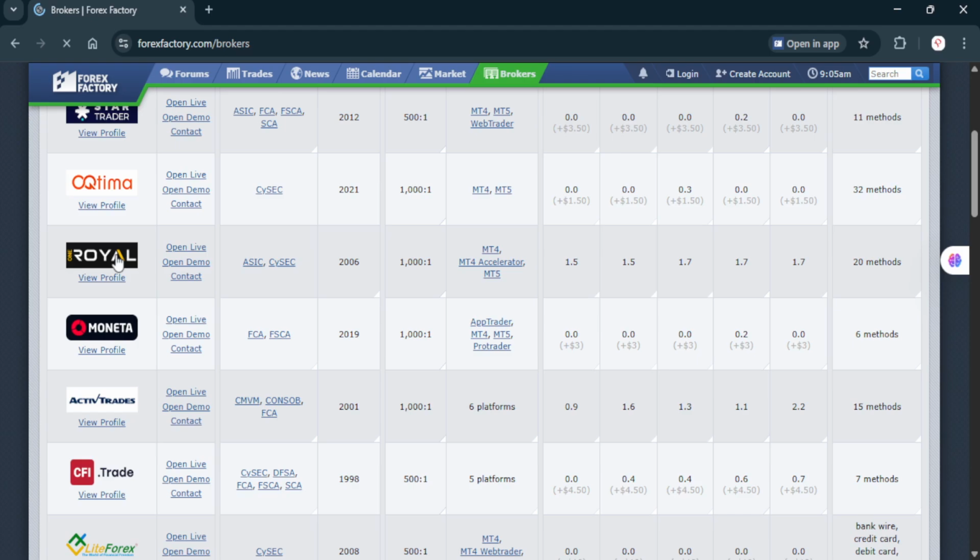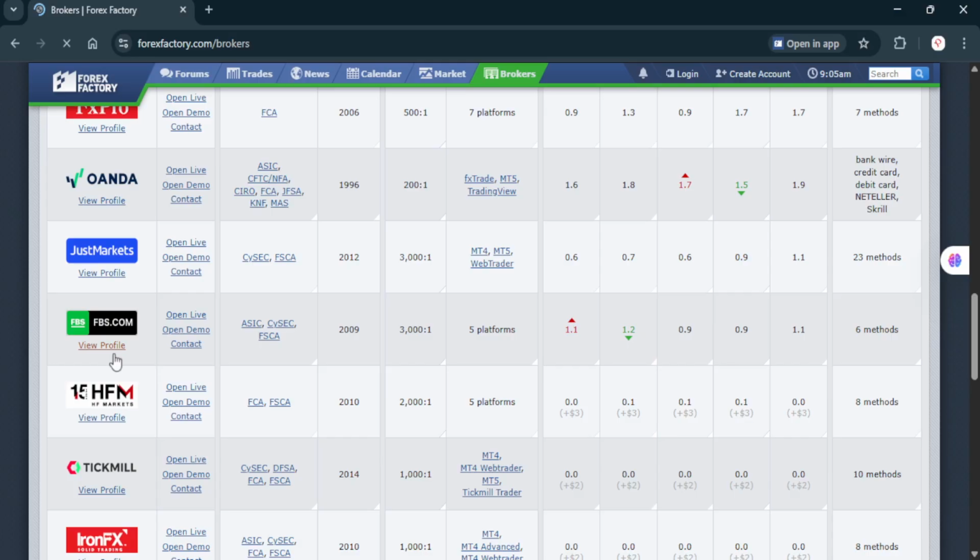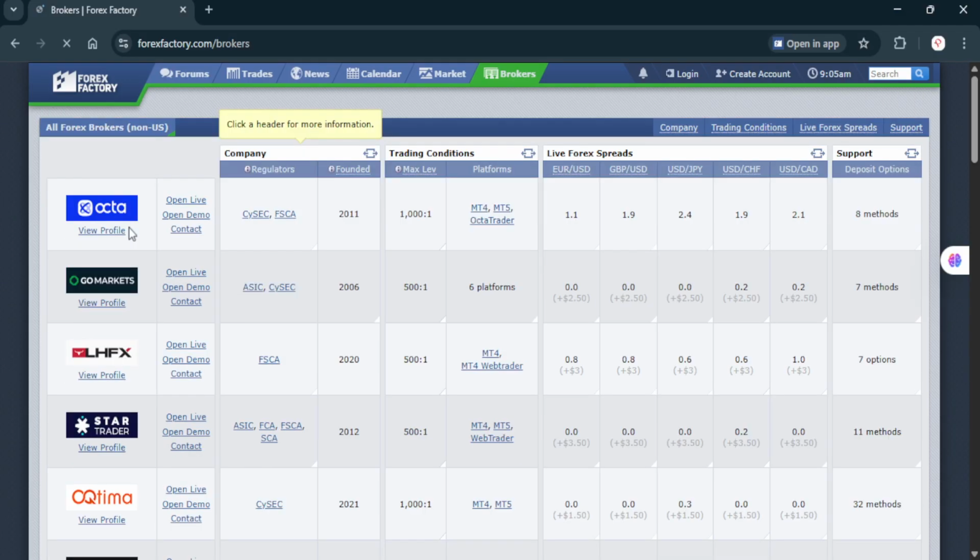You can just choose FX Pro, Oanda, HFM is very common in Nigeria too. XM is also common. Deriv is very common in Nigeria. All right, so we have plenty of them here. So all these ones that have been listed here are verified brokers globally, except some countries like US and Canada. So you just have to make your own due diligence before you create any account with them.